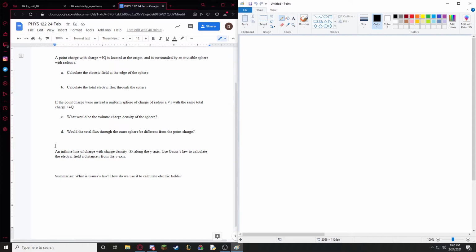So we're going to take a look at a uniform line of charge, an infinite line of charge. So we're not talking about a point charge or a sphere of charge. Now we're going to have a uniform line of charge, and it's going to be very long. We're going to treat it as if it's infinite and going off in each direction.